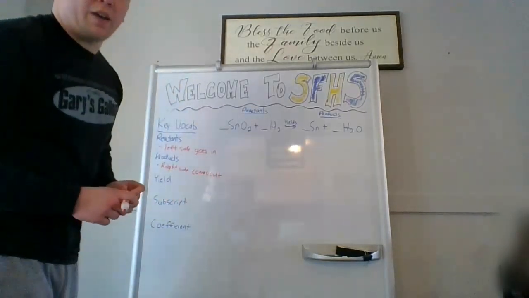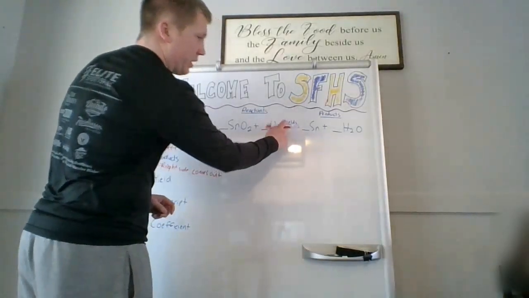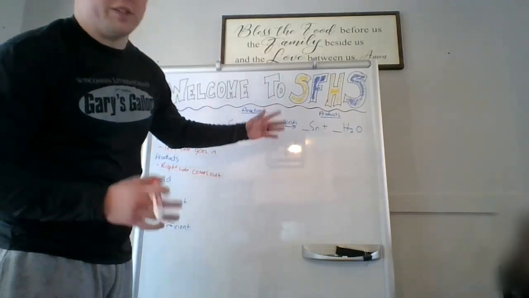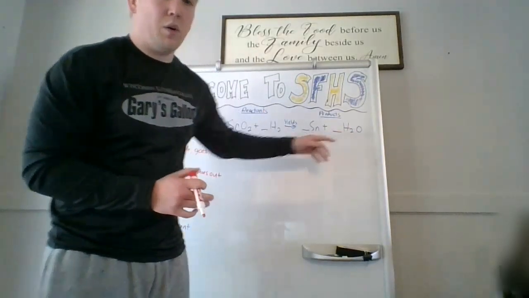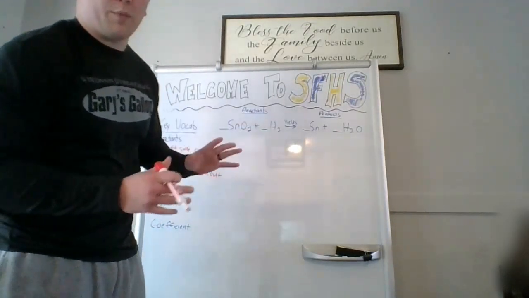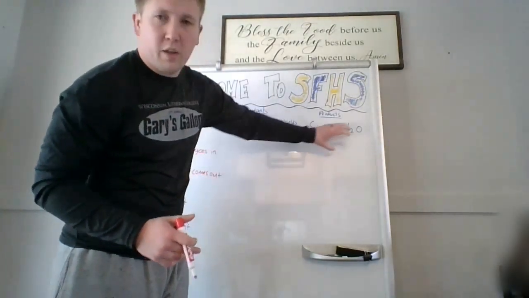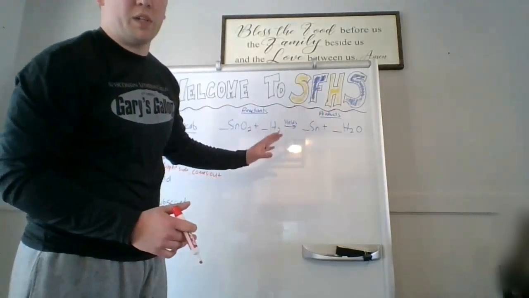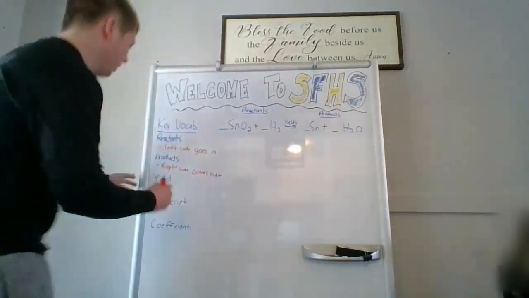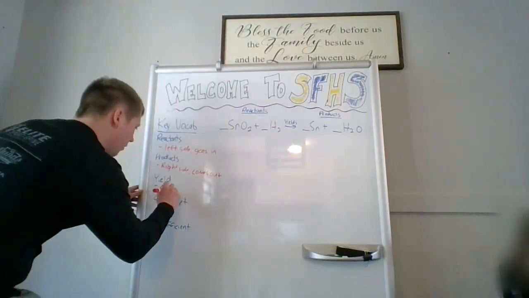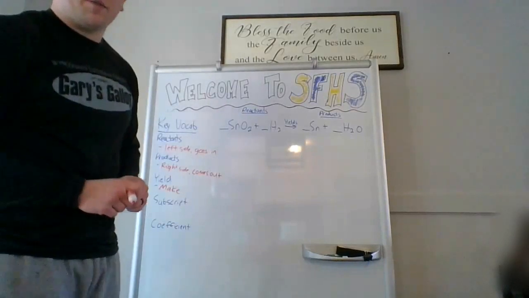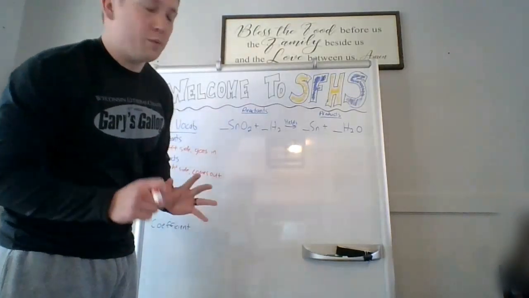The next word we have is the word yield, which you see right here. So when I say SnO2 plus H2 yields Sn plus H2O, that means that these two, when they're put together, they make these. So when the reactants are put together, they make the products. So yield just means to make. So I'll just write make right there.